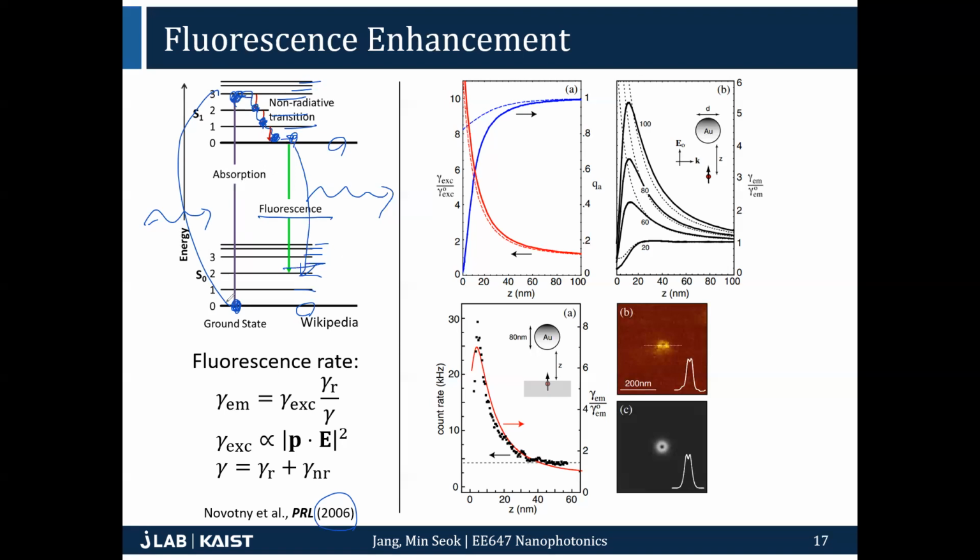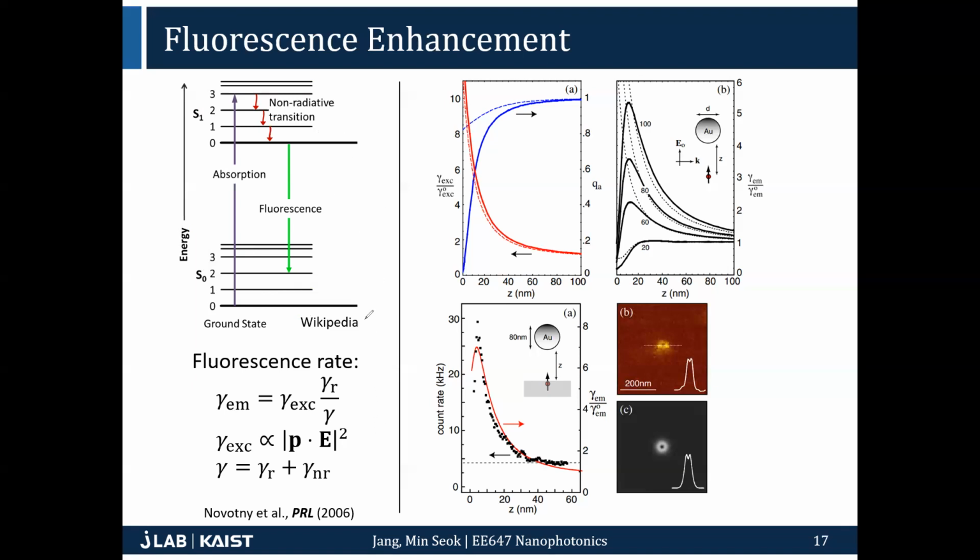So the energy of the excitation light and the energy of the fluorescence light are typically different, right? The omega fluorescence is typically lower than the omega excitation. So this is how fluorescence occurs. And this fluorescence is extremely important in imaging applications, especially in the bio imaging field. This fluorescence is very, very important.